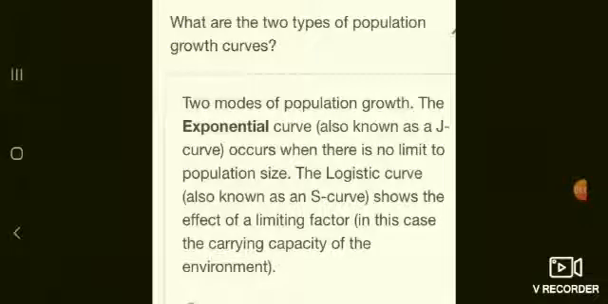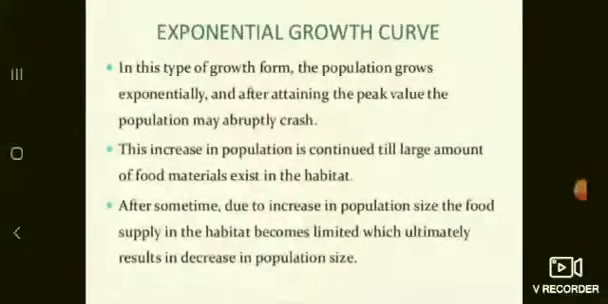So, first, the exponential growth curve, that is also known as J curve, in which there is no limit to population size. The logistic curve, also known as S curve, shows the effect of a limiting factor, in this case the carrying capacity of the environment. So first is the exponential growth curve.